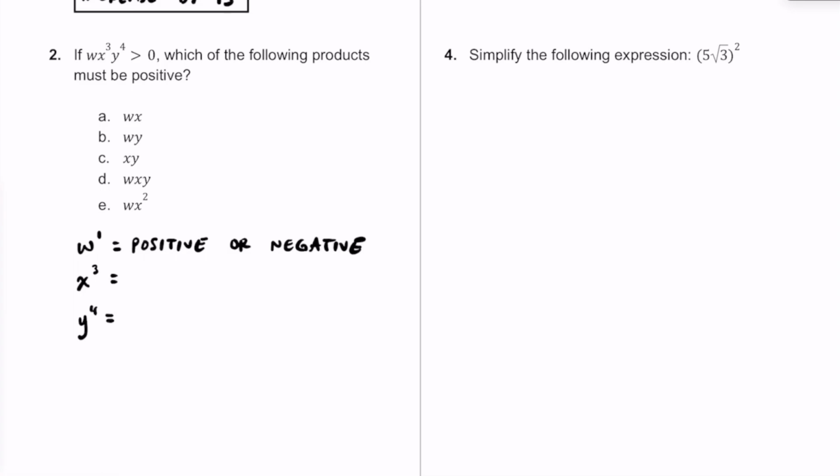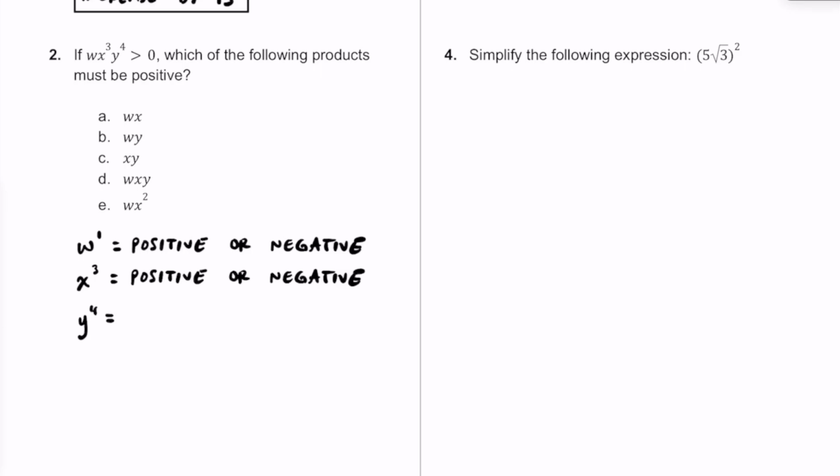Now, w to the 1st power could be positive or negative. We actually don't know because it depends on the value of w. If w is a positive value, then a positive value raised to the 1st power will be positive, and if it's a negative value, then a negative number to the 1st power would be negative. So w to the 1st power could be positive or negative. We know it can't be 0 because if any of these bases were 0, then this whole product would not be greater than 0. Similarly, this x to the 3rd power can also be positive or negative because we're raising this to an odd power. So a positive to an odd power is positive, and a negative to an odd power will be negative.